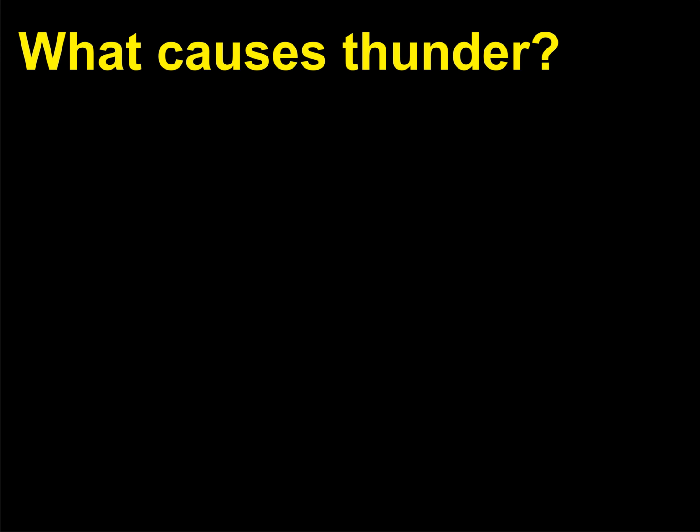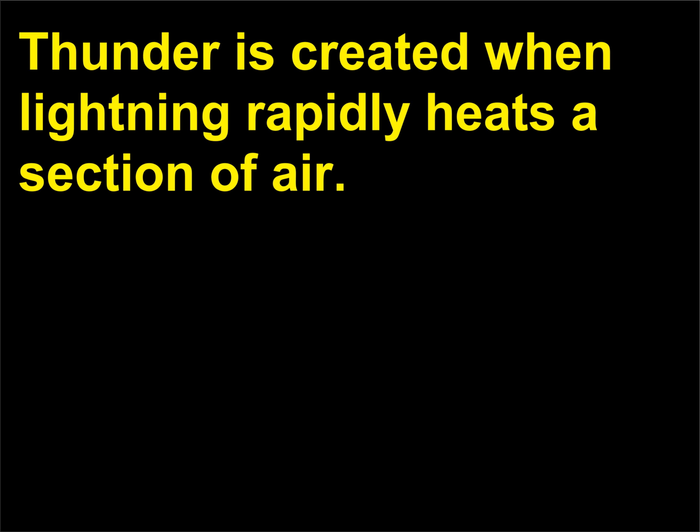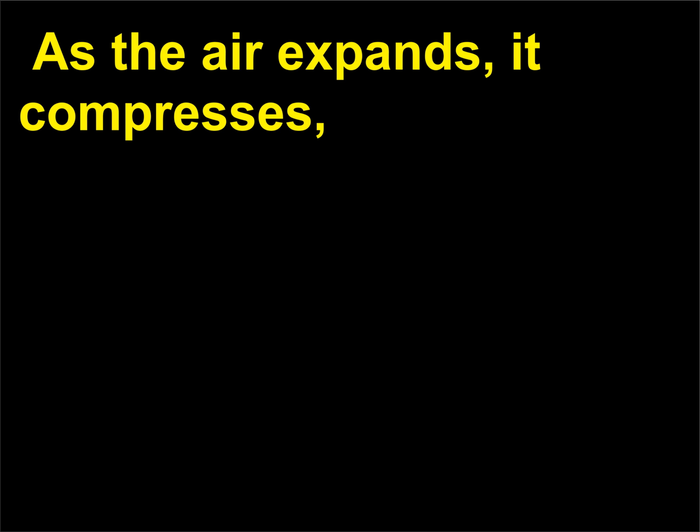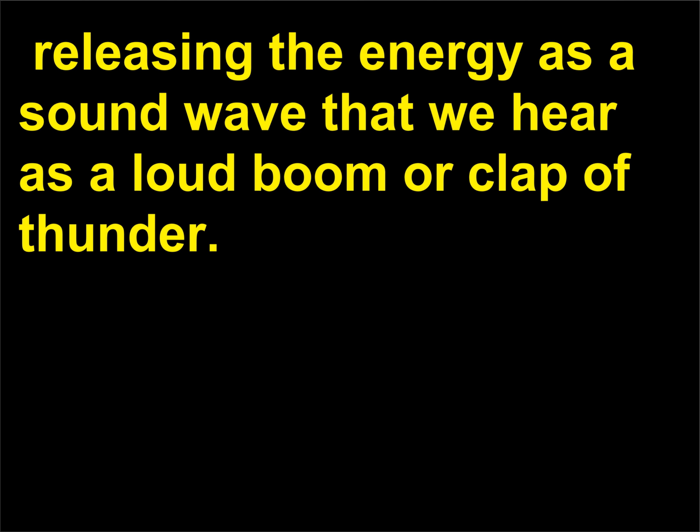What causes thunder? Thunder is created when lightning rapidly heats a section of air. As the air expands, it compresses, releasing the energy as a sound wave that we hear as a loud boom or clap of thunder.